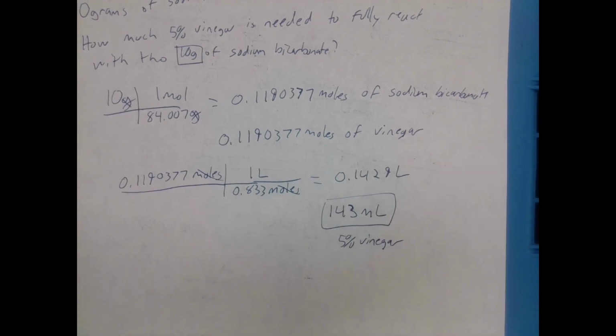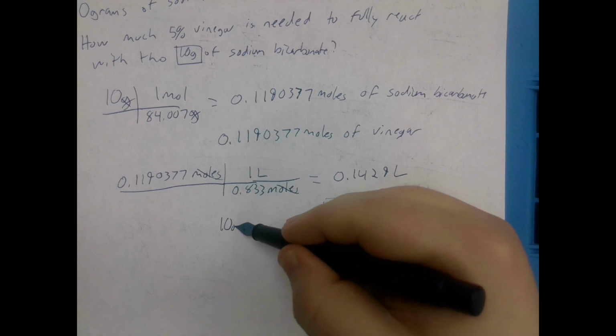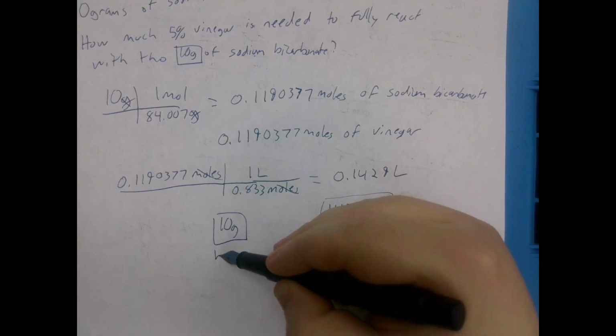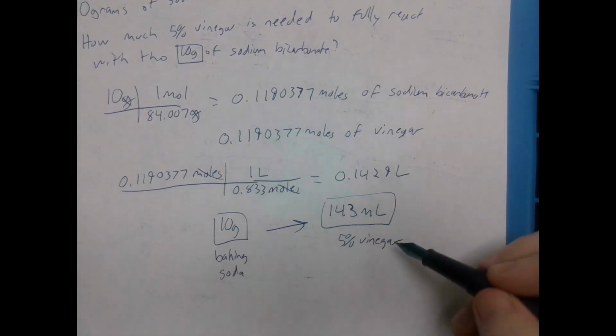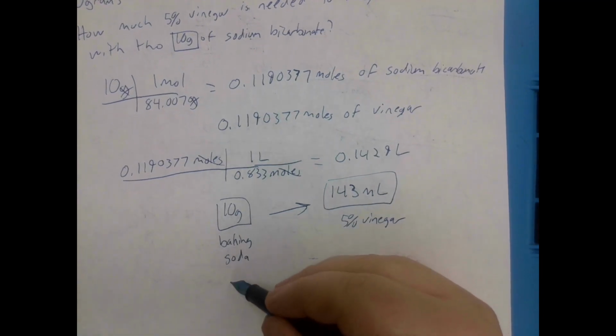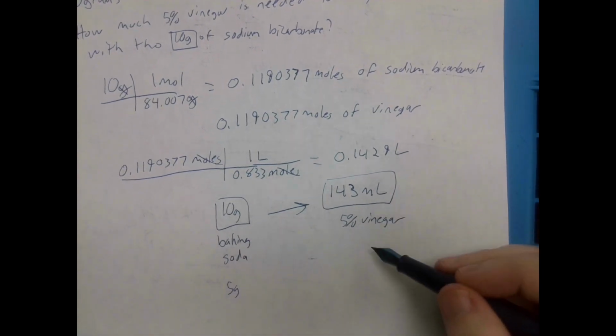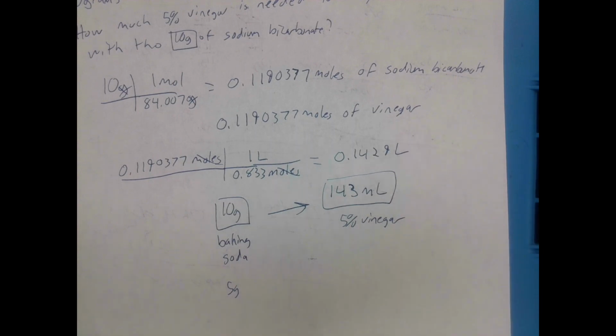Make sense? So let's go in the lab and do this. However, we're not going to be doing 10 grams. We're going to do roughly 5 grams, but it'll scale. So if we have 10 grams of baking soda, we need 143 milliliters of vinegar. If we use 5 grams of this, then we just halve this. Make sense?